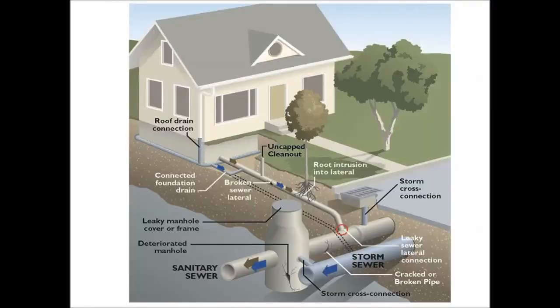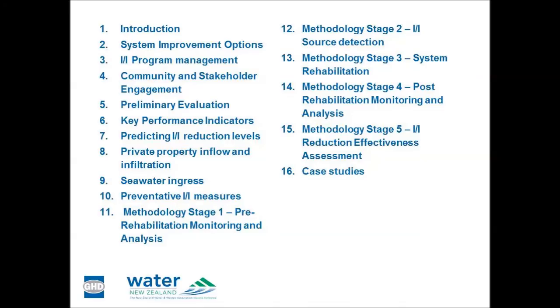There's a very comprehensive section on house lateral II reduction, on the understanding that half of the removable II that gets into a system is coming from the private network part of the system. And without addressing that, you're only dealing with half the problem. There's some other sections about the assessment methodology, and also a pretty good section on costing databases to help you do your planning for that.